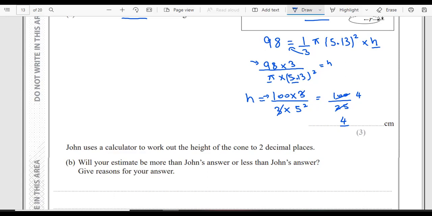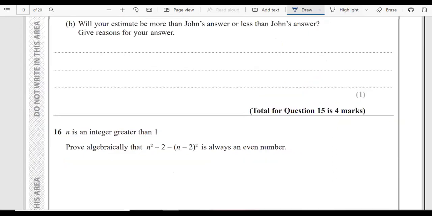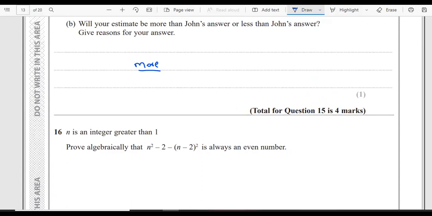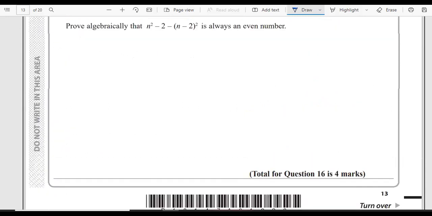It says, will your estimate be more than John's answer? So our estimate would be more, yeah. So that is correct. Because you've got a bigger numerator, it would be more. Very good. Exactly. I rounded that down. Very good.